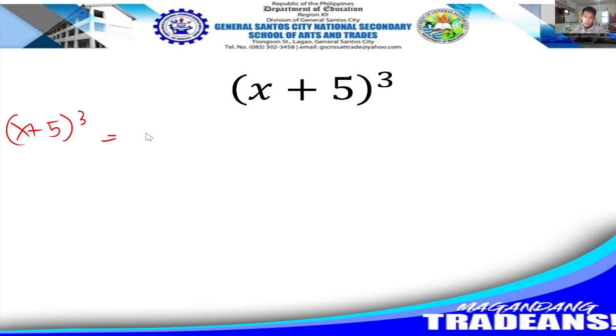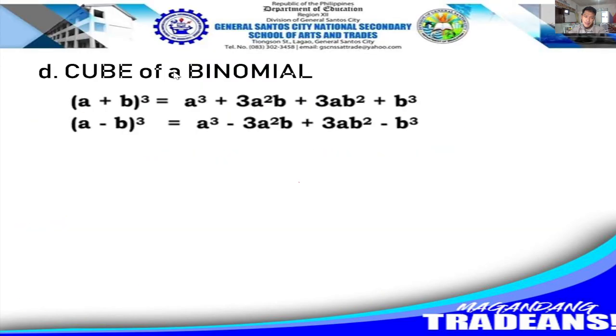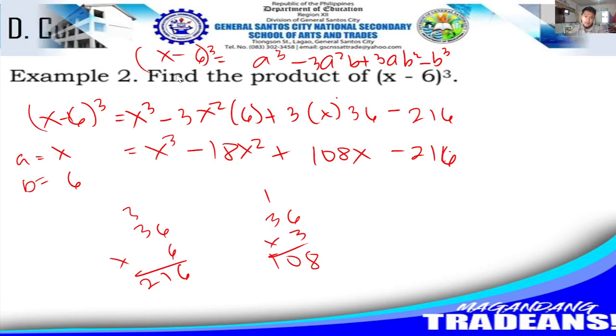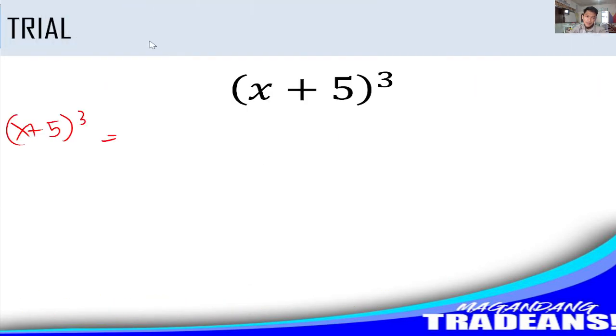Okay, let us reveal now the answer. So, kopyahin muna natin yung formula. Balikan natin. Medyo mahirap kasi i-memorize. We have A cube plus 3A squared B plus 3AB squared plus B cube. Okay, that's the formula. This is our A and this is our B.